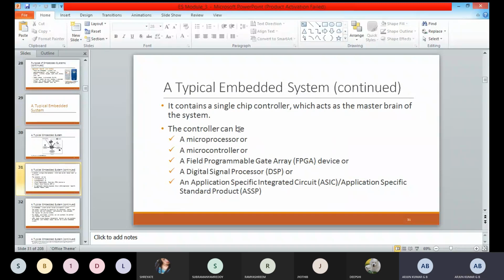The controller can be a microprocessor or microcontroller, and then there is an FPGA, a field programmable gate array, or a DSP, or it may be an ASIC, application specific integrated circuit, or an application specific standard product, ASSP. Based on these, we can build the microcontroller or microprocessor. The controlling is done by these categories: maybe DSP, the signal processing controlling technology they are using, or it may be a field programmable gate array, or an ASIC.